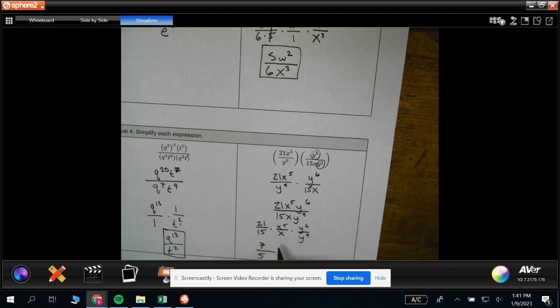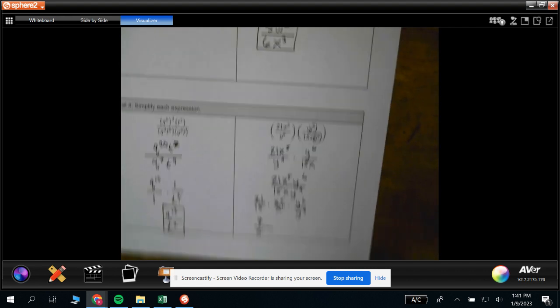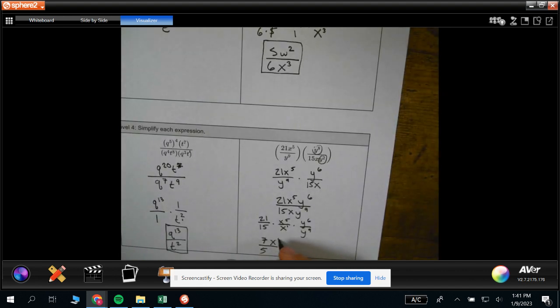x to the 5th over x to the 1st. There's a little 1 there. If there's no exponent, the exponent is just a 1. 5 minus 1 is x to the 4th. y to the 6th over y to the 9th. If I cancel out 6 y's on the top and bottom, I'm left with 3 on the bottom. y cubed. So that right there is my final answer.